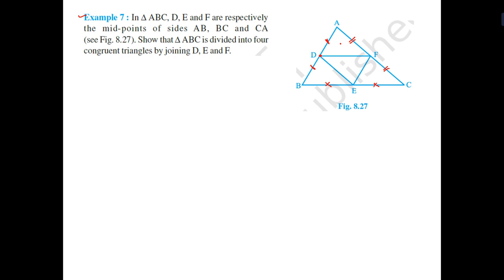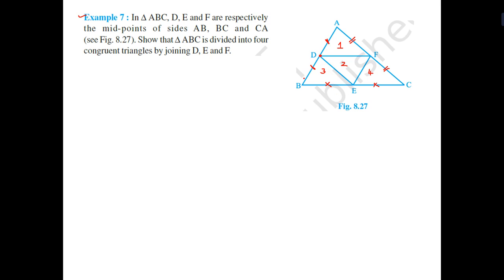So if you will see that one, here we can say it is 2, here we can say 3, here we can say 4. So four congruent equal triangles are generated. How is that important for us? So again we apply theorem 8.9, that is the midpoint theorem.